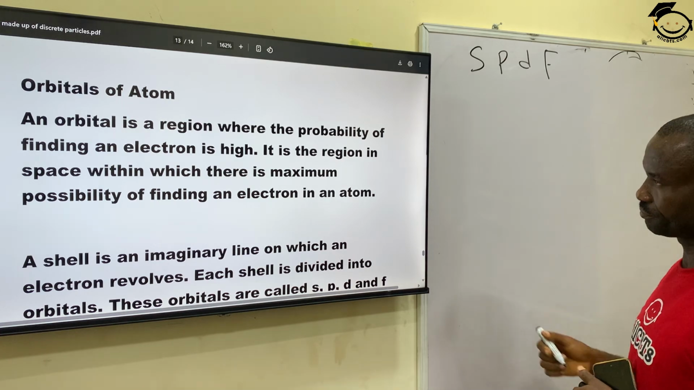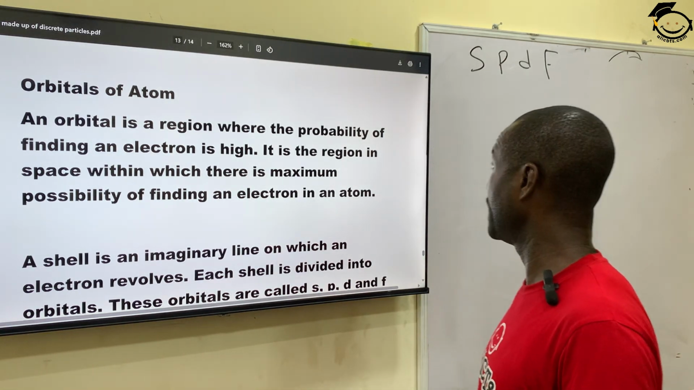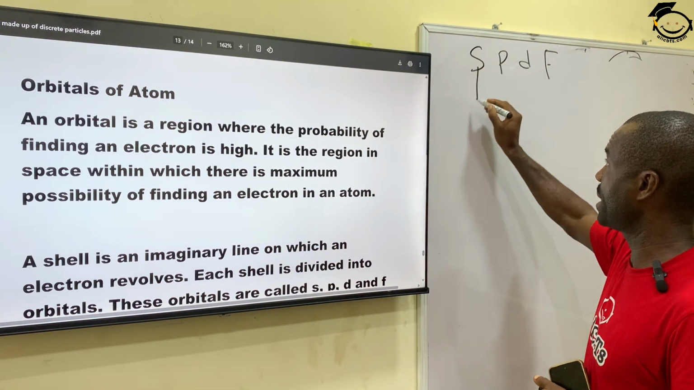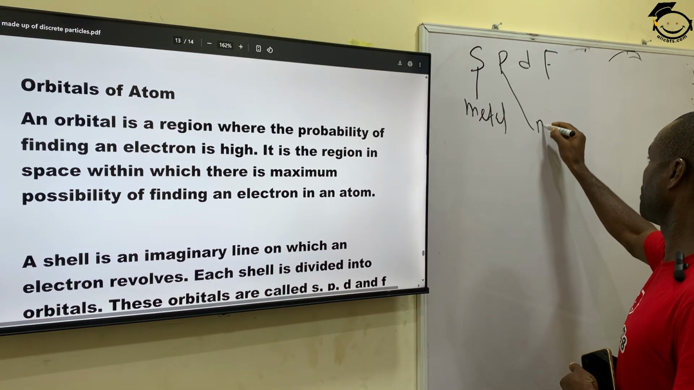S orbitals are actually elements that end up in metals. That is, any elements with s orbitals are metals. P orbitals are non-metals.